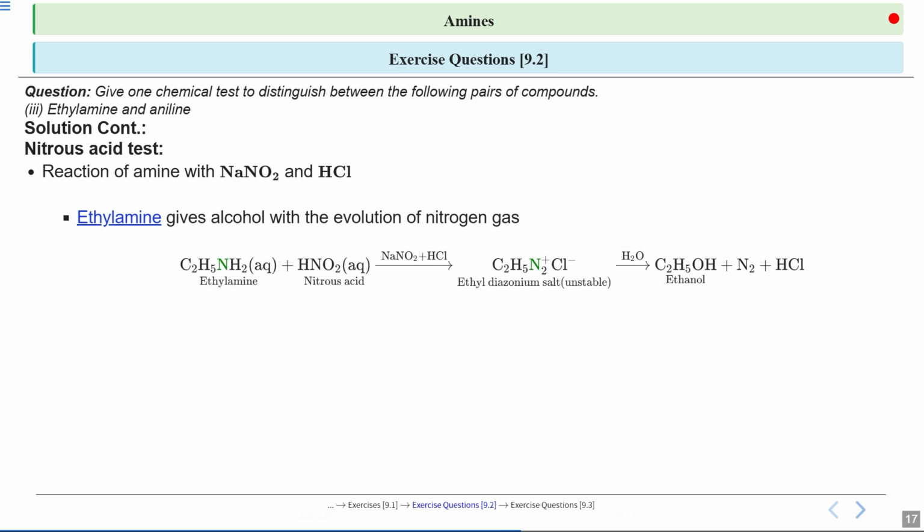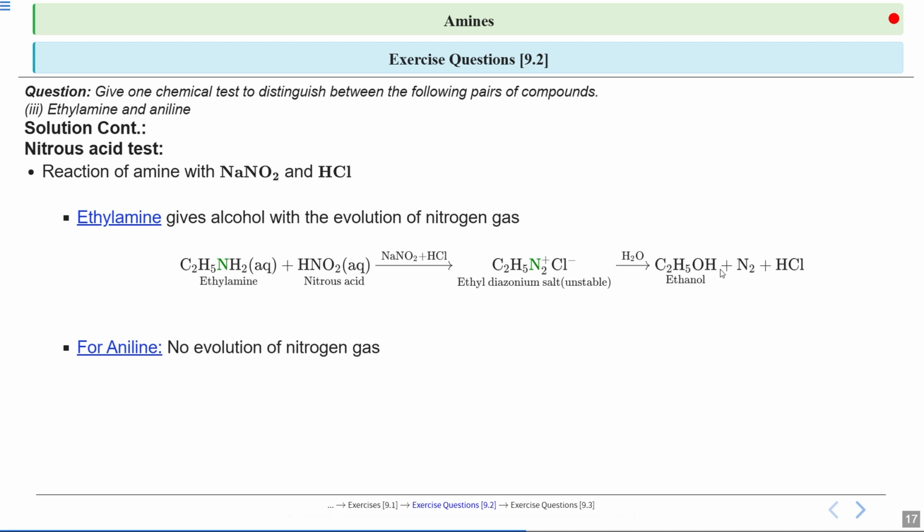Okay, so if you look at this reaction, ethylamine, when it reacts with nitrous acid in presence of NaNO2 plus HCl, gives ethyl diazonium salt, which is unstable. And it further gives alcohol, N2 gas and HCl. So ethylamine gives alcohol with the evolution of nitrogen gas.